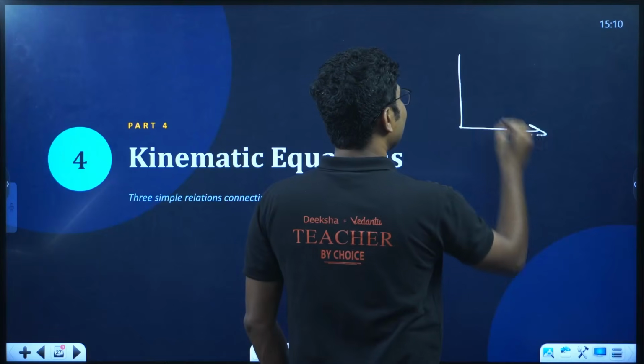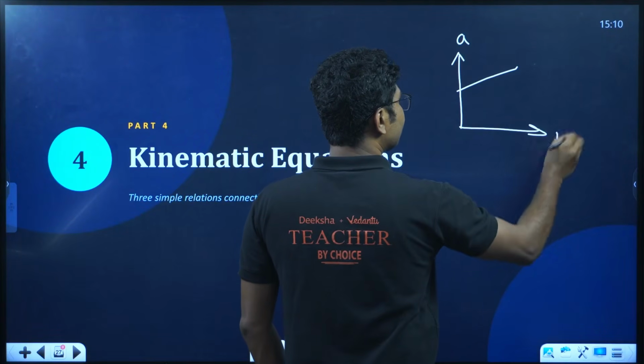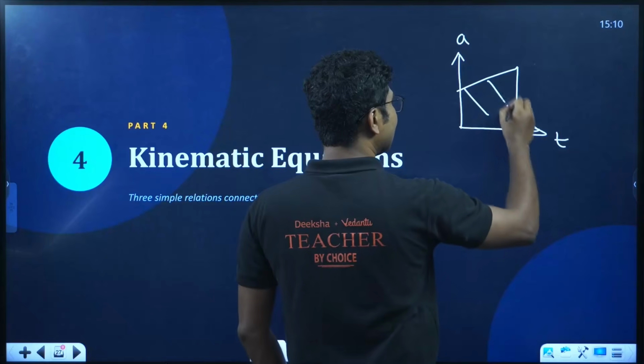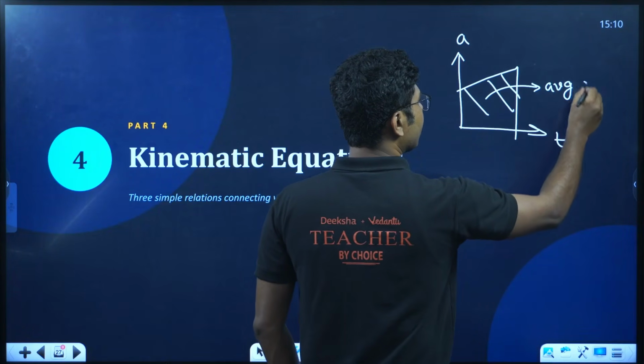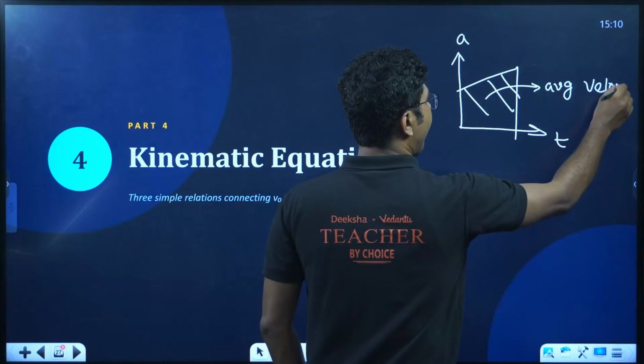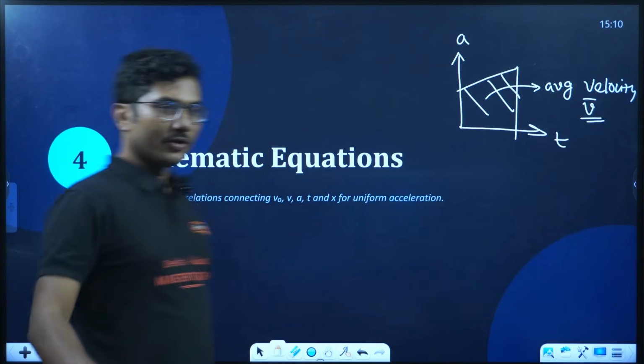Suppose this is an a-t graph, when you calculate the area, this gives you velocity. Okay, just for your knowledge.